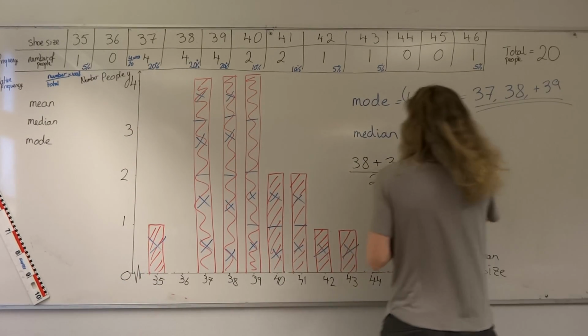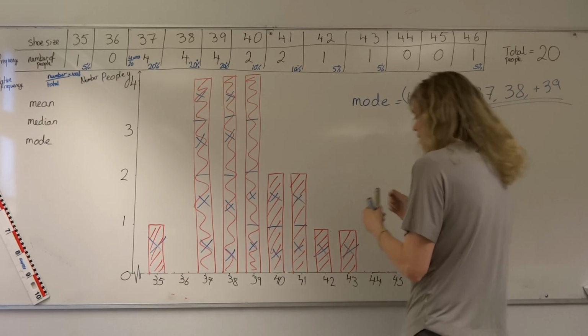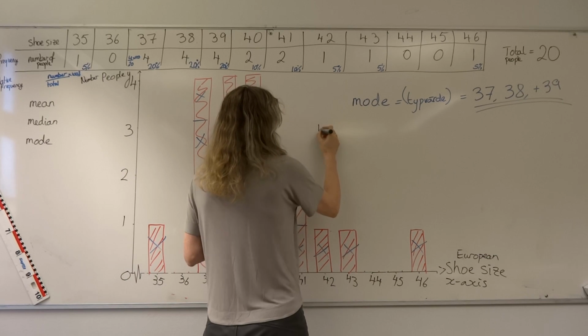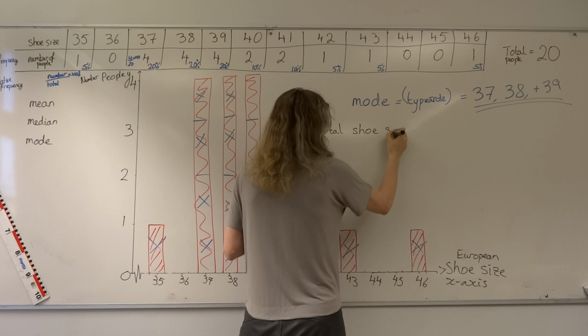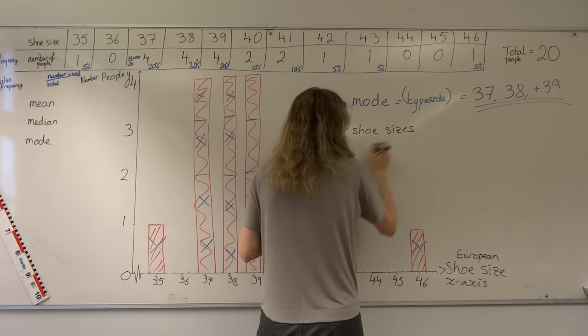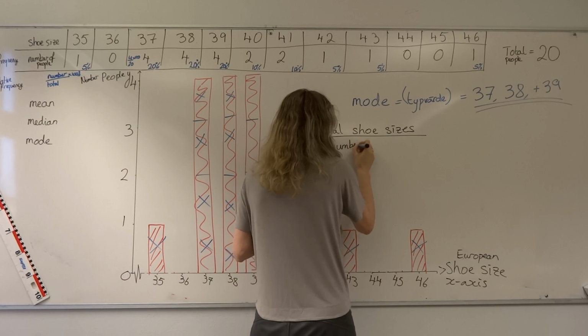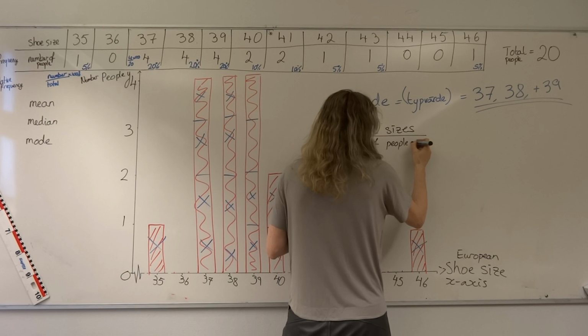Then the last one that we have to do is we need to then take the number of the total shoe sizes, all of the ones that we have, divided by the number of people asked.